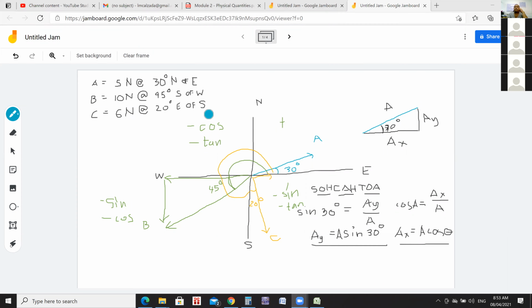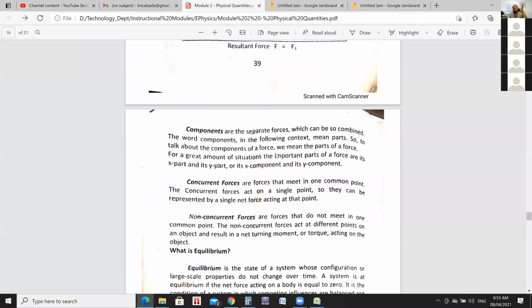Actually, component forces, class, are not limited to horizontal or vertical, but to make our discussion easier, we will limit it to the horizontal component and the vertical component.